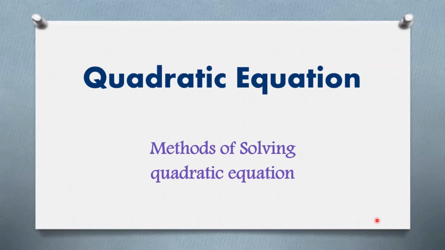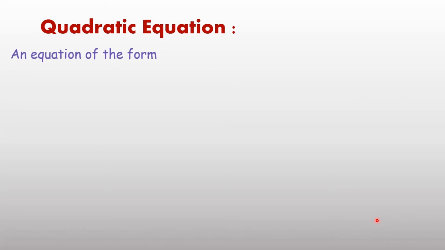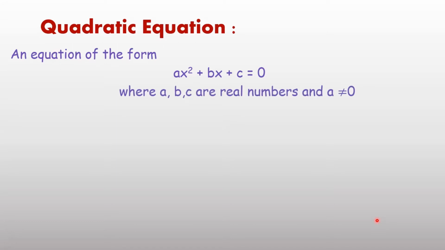In this chapter, we are going to discuss different methods by which you can solve quadratic equations. Quadratic equation means an equation which is in the form of ax square plus bx plus c equal to 0 is known as quadratic equation. But the condition is here: the coefficient of x square, coefficient of x, and constant, means a, b and c, are real numbers, and a not equal to 0. Coefficient of x square is not equal to 0.